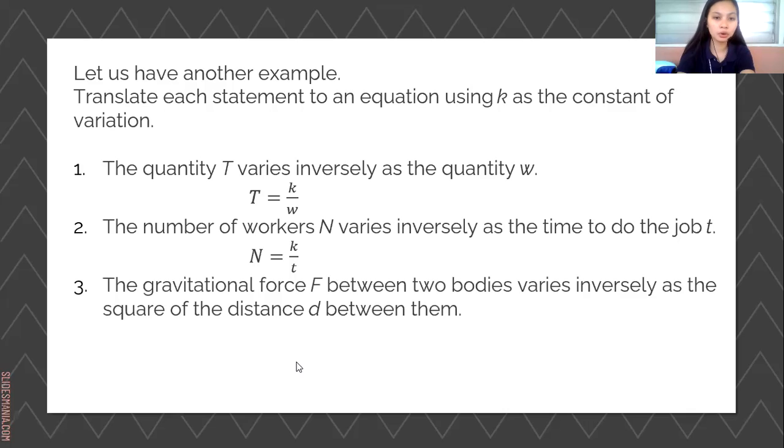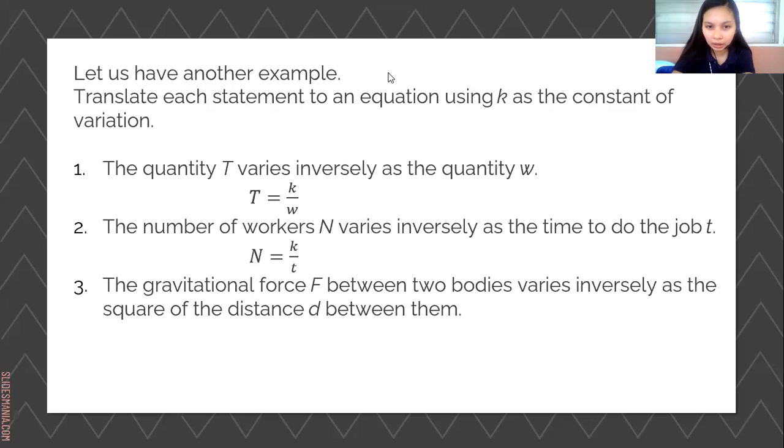So, the gravitational force F between two bodies varies inversely as the square of the distance d between them. Sige nga po, paano nyo kaya to itatranslate? Itong number 3 na to. Sige, try to translate this one po. Okay, very good, Maxine. So, ganun lang.